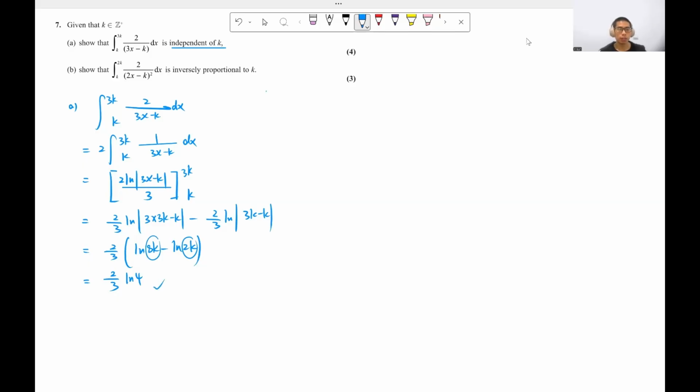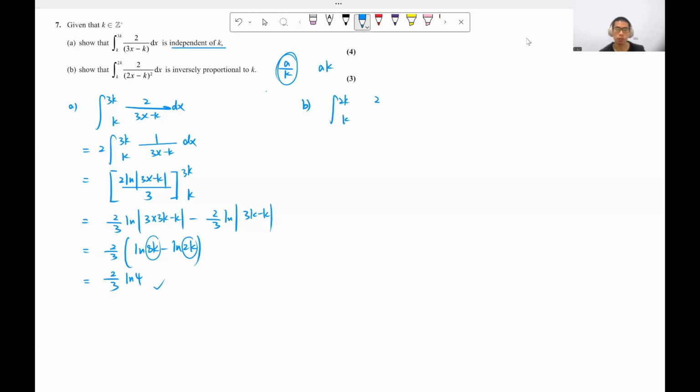Part B, show that this integral is inversely proportional to k. So if it's inversely proportional, eventually we want to have the answer in the form of some constant over k. That's called inversely proportional to k. If it's directly proportional to k, then that should be some constant times k. And if it's inversely proportional to k, that would be some constant divided by k. So that will be the form we want at the end. If you get that form, then that'll be the final answer. So let's have a look.